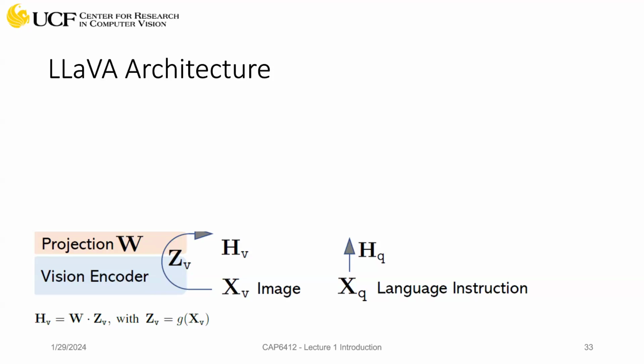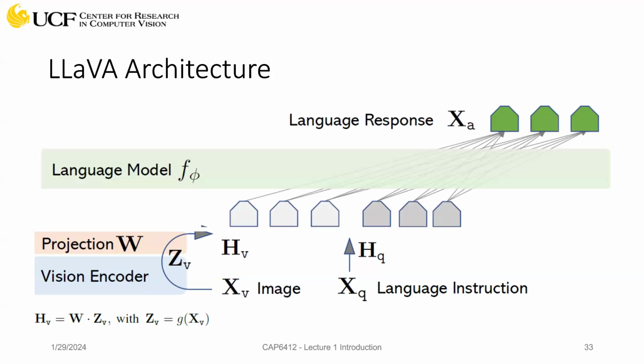And on the side also, we have the language instruction, which we call HQ, like a question. And then we have a language model, F phi. So we'll take the tokens from the image and the tokens from the language, go to the language model, and it will respond, which will be your answer. So that is your LLaVA architecture, pretty simple and intuitive.